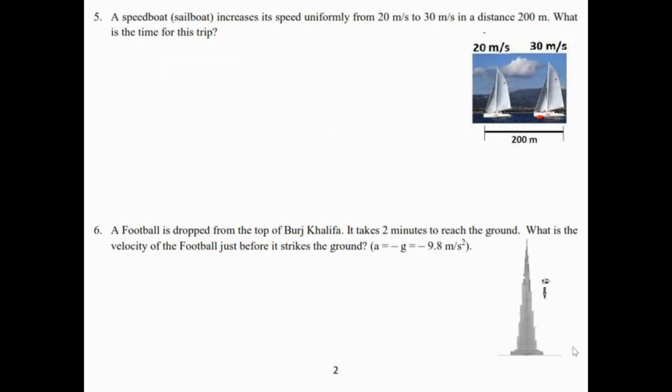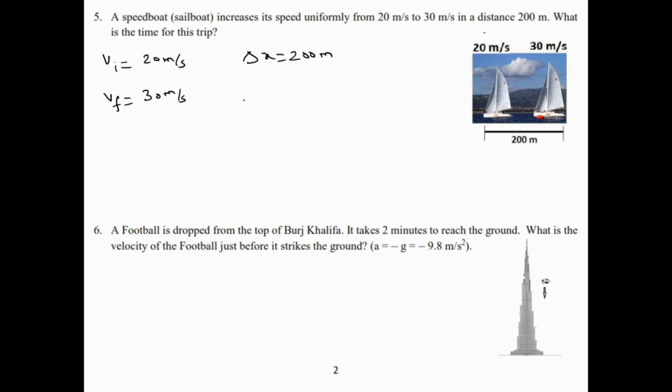Fifth question. What is given in the fifth question? A speedboat increases its speed uniformly from 20 meter per second to 30 meter per second. So here they give the value of initial speed, which is 20 meter per second, and its final speed is 30 meter per second, and it covered the distance of 200 meter. For covering this 200 meter, with 20 meter per second as initial and 30 meter per second as final, how much time does it take?